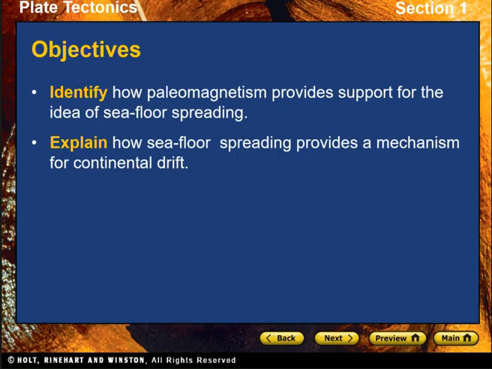At this point, you should be able to identify how paleomagnetism provides support for the idea of seafloor spreading, and explain how seafloor spreading provides a mechanism for continental drift.